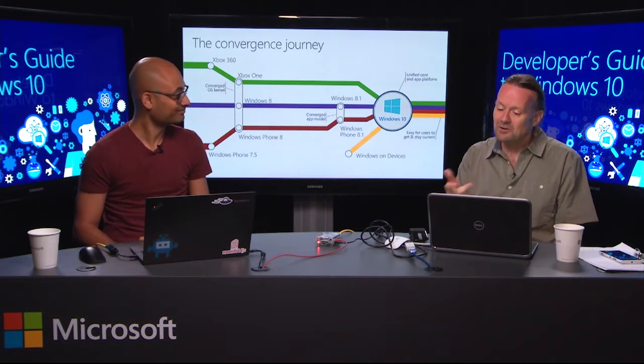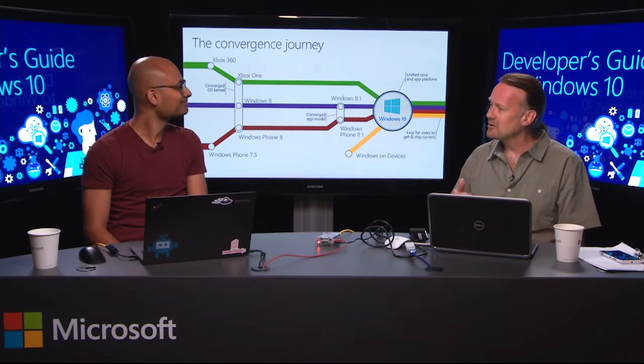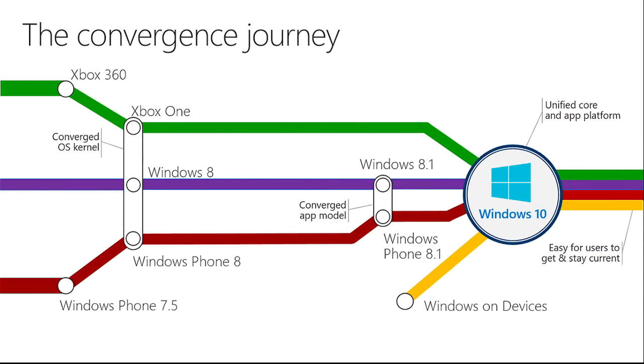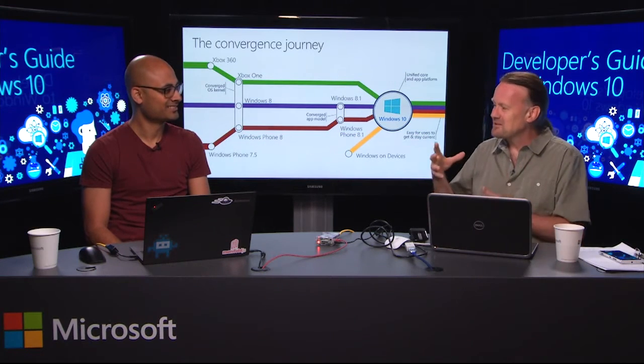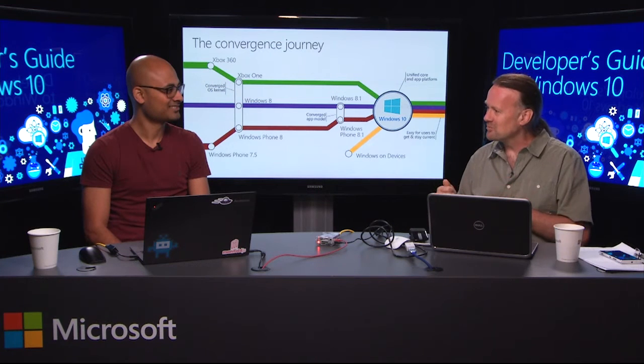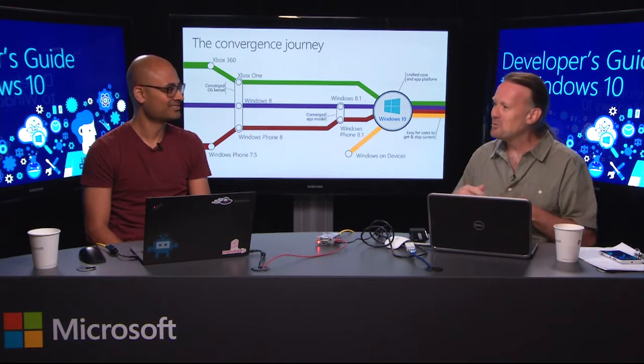Yeah. Now, the last little bullet point on this slide says easy for users to get and stay current. This comes back to how Windows has changed. We used to have an RTM, a release to manufacturing, and these shrink-wrapped plastic boxes would come out of the factory, and people would queue around the block and get their new copy of Windows XP or whatever it was.